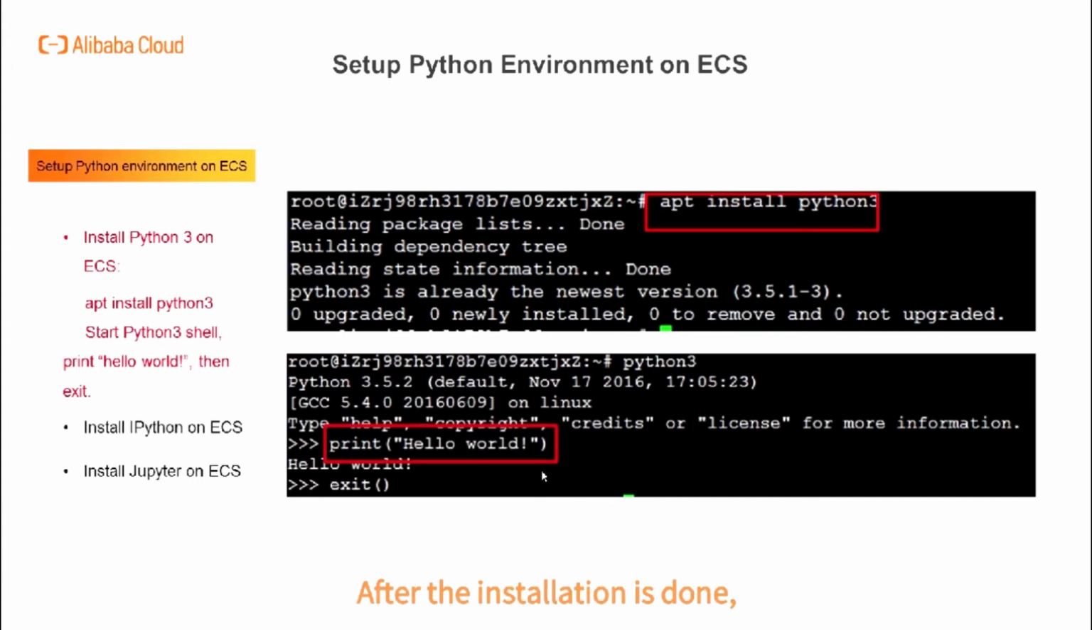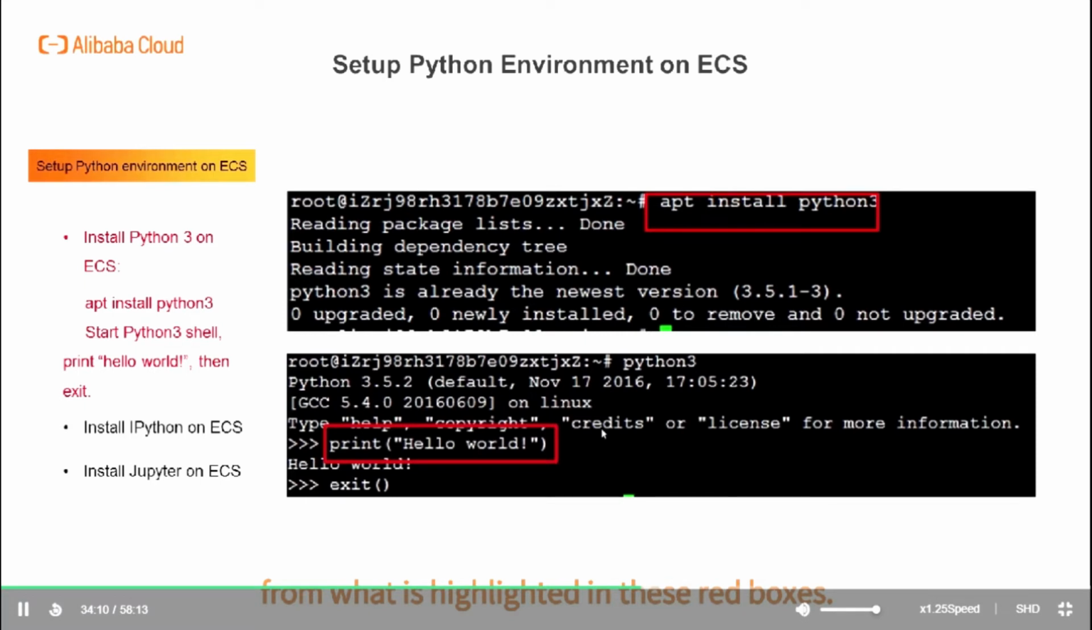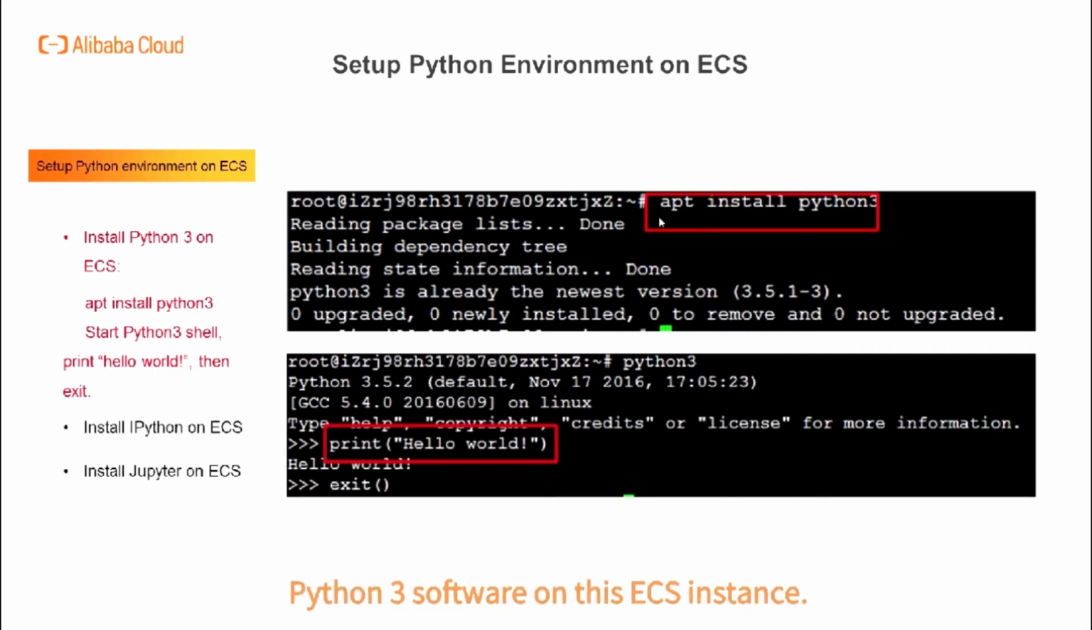After the installation is done, we can try to launch it to verify the installation. We can start a shell interface of Python 3, and then try to print hello world, just like what is highlighted in these red boxes. In the first red box, there is the command to install the Python 3 software on this ECS instance. After the installation is successful, we can enter the Python shell interface through a command of Python 3, and then enter the statement of print hello world and press enter.